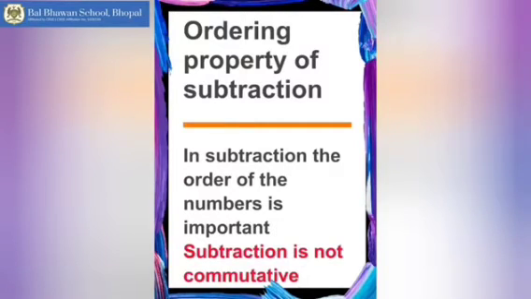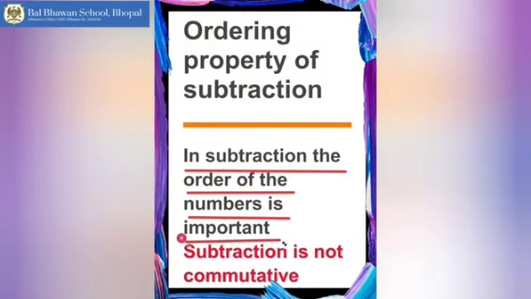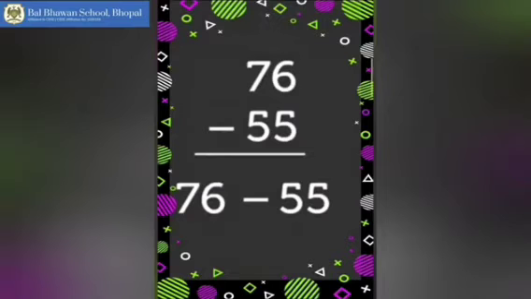Let us read the first property of subtraction. It is, in subtraction, the order of the numbers is important. Subtraction is not commutative like addition. Addition is commutative, but subtraction is not commutative. Let us understand how. Now, through this example, let us understand the ordering property of subtraction.